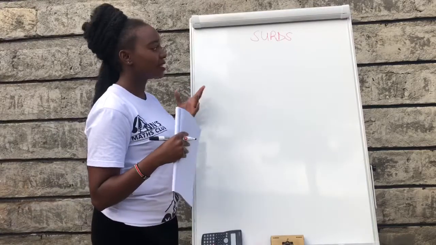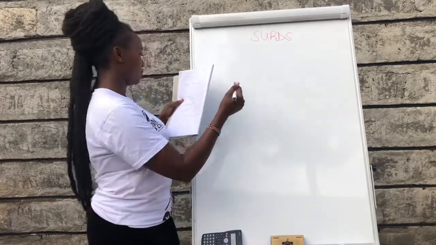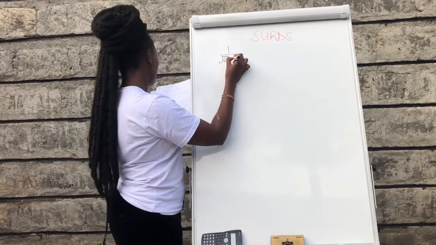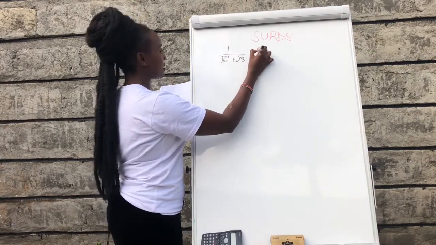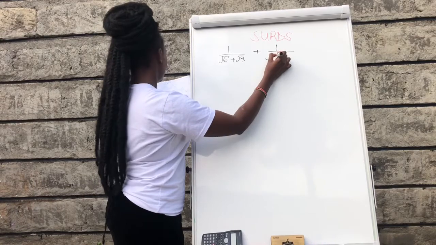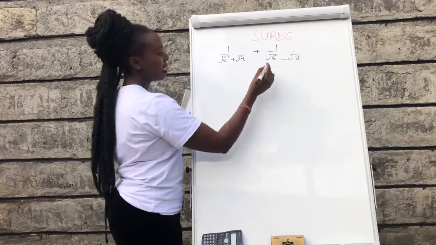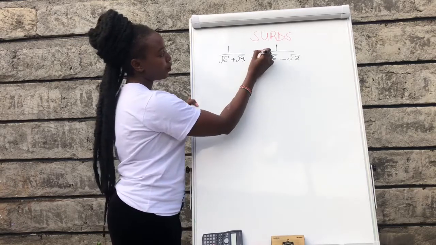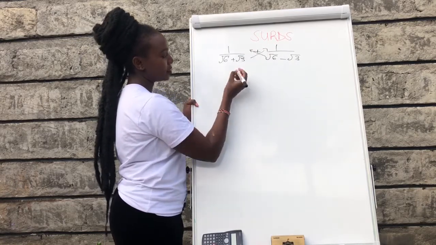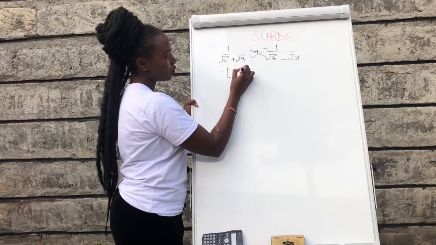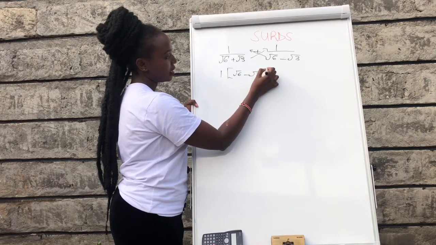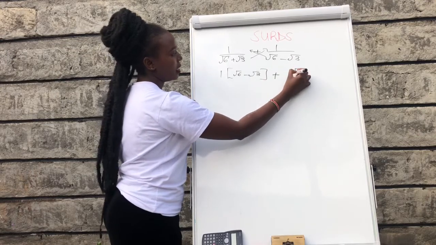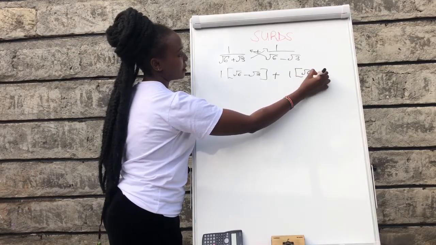Let's now look at the last example. We've been given the question 1 over root 6 plus root 3 plus 1 over root 6 minus root 3. Remember, like what we have done in the previous example, you're cross multiplying, so it becomes 1 times root 6 minus root 3. This is in the denominator, plus there's a positive sign, 1 times root 6 plus root 3.